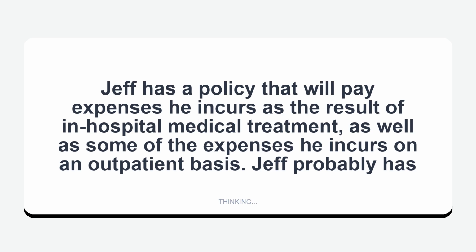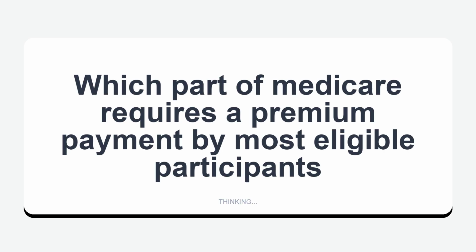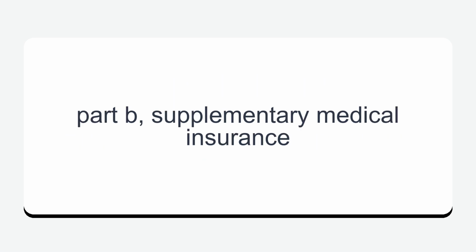Jeff has a policy that will pay expenses he incurs as the result of in-hospital medical treatment, as well as some of the expenses he incurs on an outpatient basis. Jeff probably has a medical expense policy. Which part of Medicare requires a premium payment by most eligible participants? Part B, supplementary medical insurance.